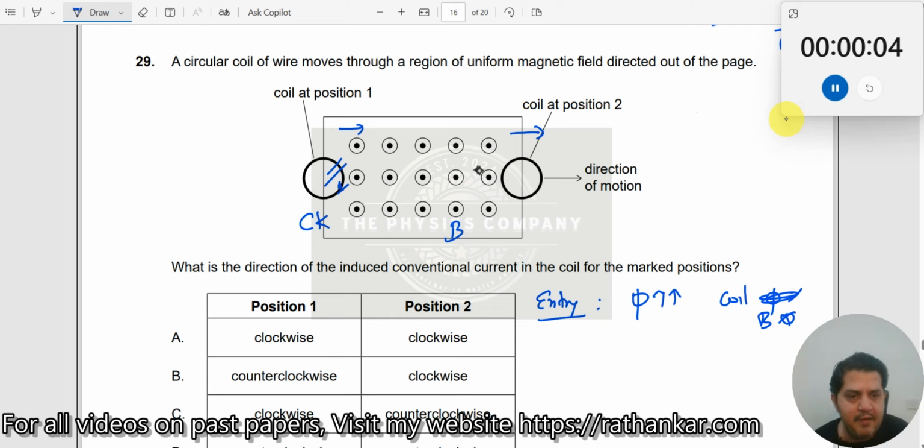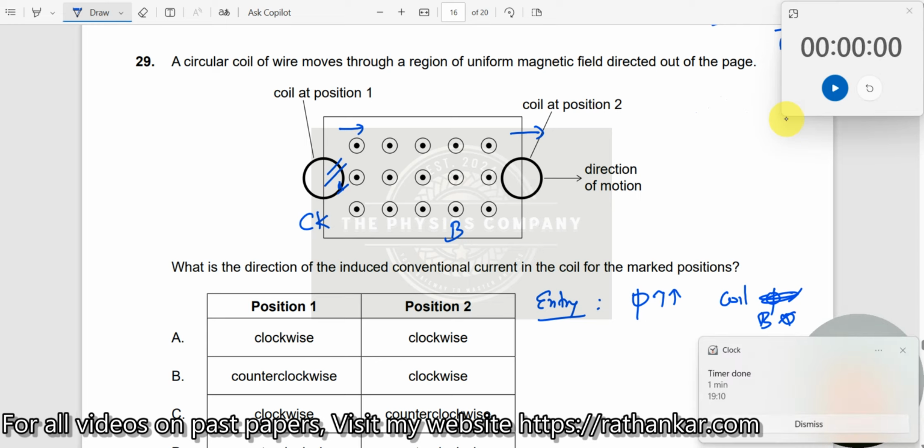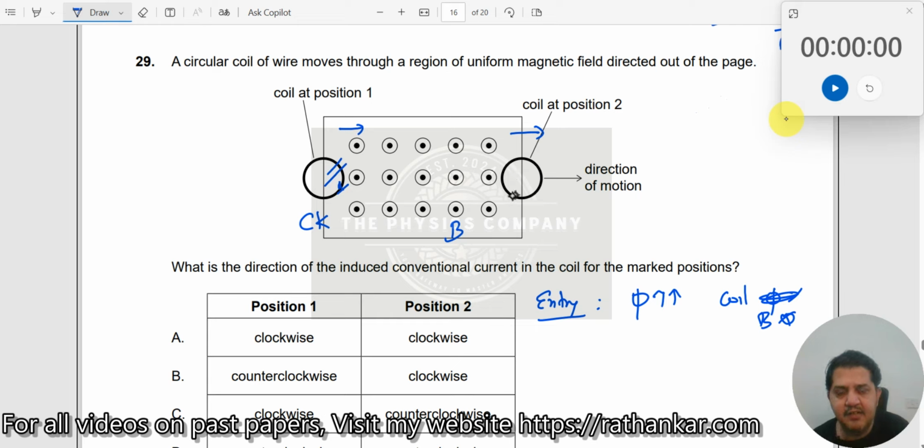Now in a similar way, when it goes out, what will happen here? It will experience a lower magnetic flux. So what does the coil say? Coil dislikes it. Therefore it should increase the magnetic flux, which means the magnetic field here will be in what direction? Let me write it down. Here the magnetic field is like this. It is now trying to reduce, so the magnetic field will be in this direction.